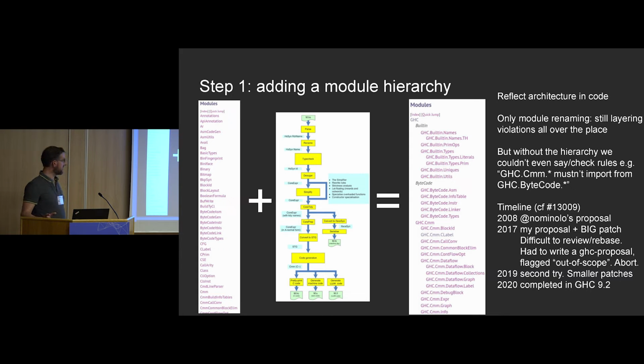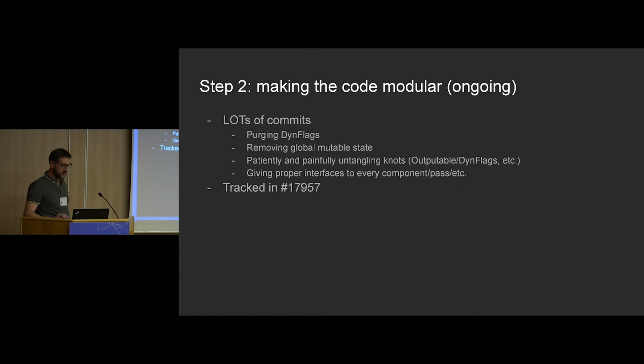This took 3 years. And so now we have this, and we are in the second step, which is actually fixing the layering violations in the code, making each box, each subcomponent, easier to reuse. A lot of work has already been done. It's tracked in the tickets.